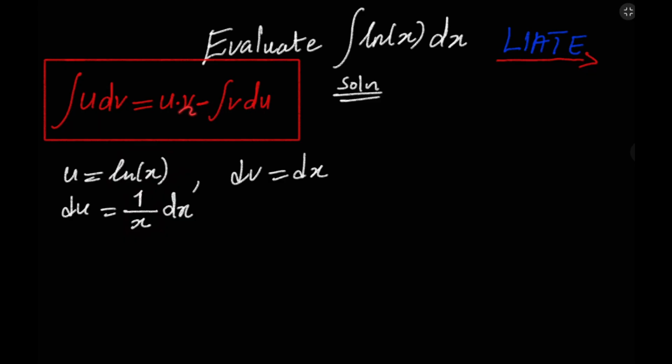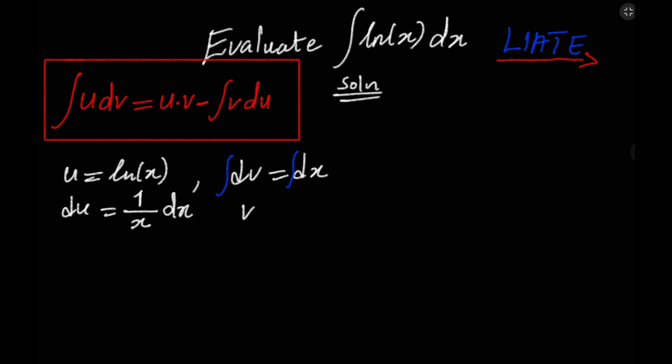Well, in our formula, if you look at it, we also need v, right? But we don't have v, we only have dv. Can we extract v from this? Is there any way to get v? Of course, we can go ahead and take the integral of both sides. So this will give us v. The integral of dv is v.